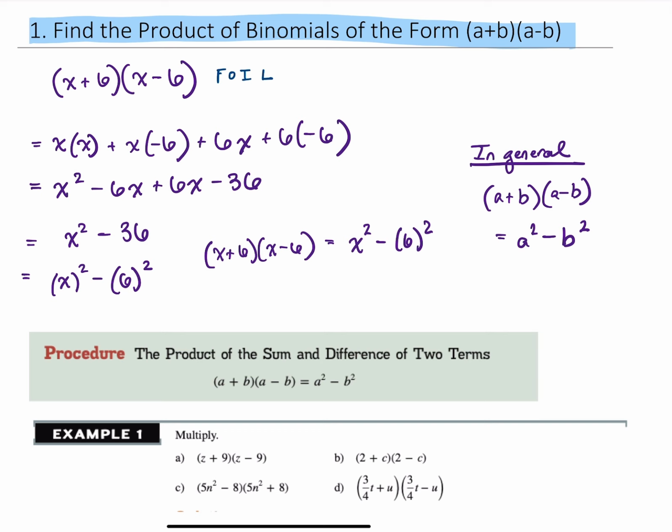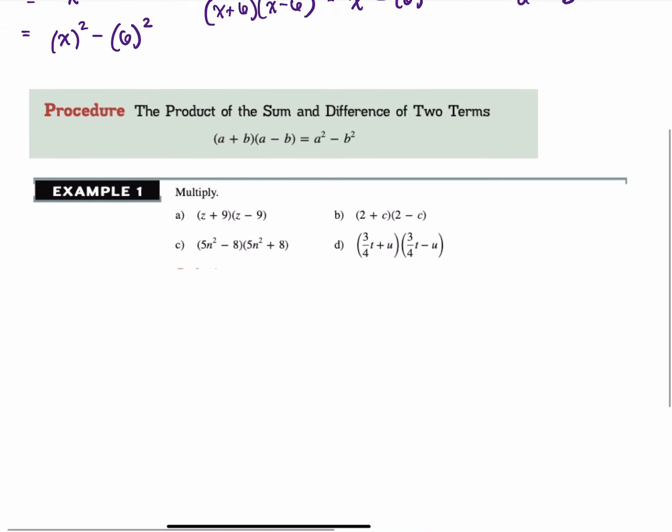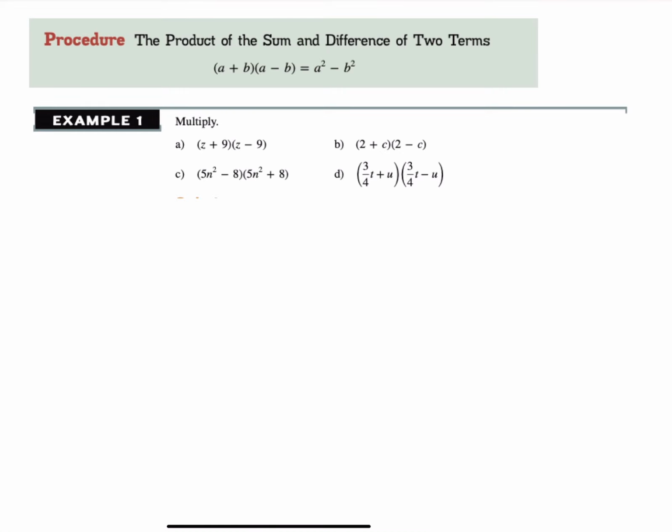So let's practice using this. We'll go through the full multiplication first, once again, just to see this pattern once more, and then we can start utilizing the pattern, and it will save us a few steps of work. And they give the general rule here as well. So this is the product of the sum and difference of two terms. A plus b times a minus b multiplies out to a squared minus b squared. The first thing squared minus the second thing squared.